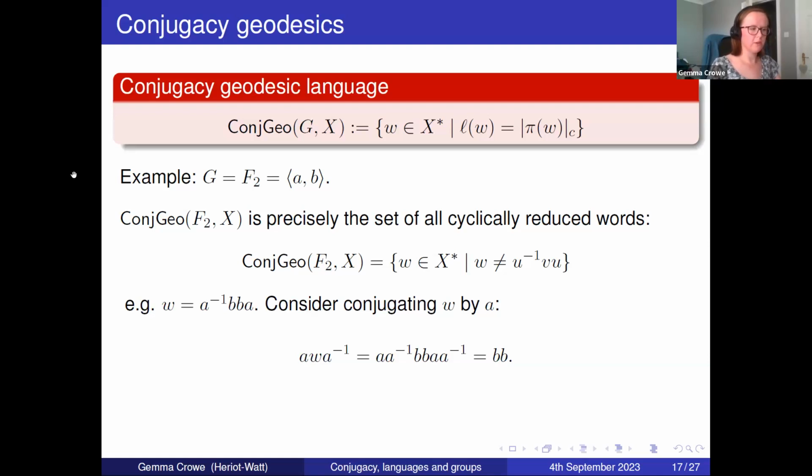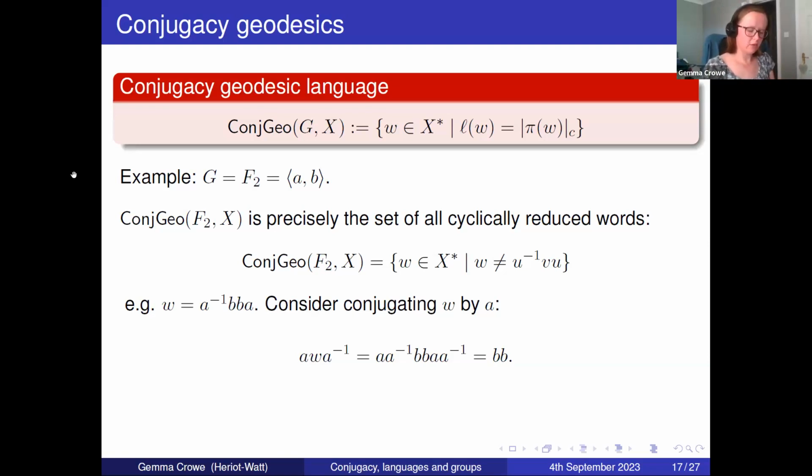If we conjugate W by A, we end up with a word that is of length 2, which is shorter than W, which is of length 4. And so the word BB will be a conjugacy geodesic, because now that's cyclically reduced, but the word W will not be part of this language, okay? It is a geodesic because it's freely reduced, but it will not be a conjugacy geodesic in that language.